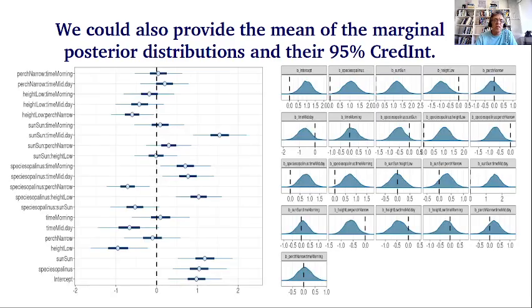We could obtain, and this is to me at least not highly relevant, the mean of the marginal posterior distributions and their 95% credible intervals in pale blue in the left hand side plot, and here we have the distributions of all the parameters affecting the mean of the response variable for this model with the 95% credible intervals.